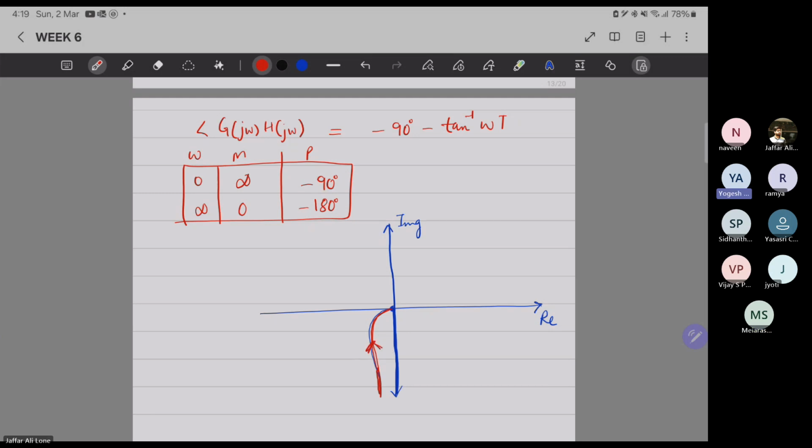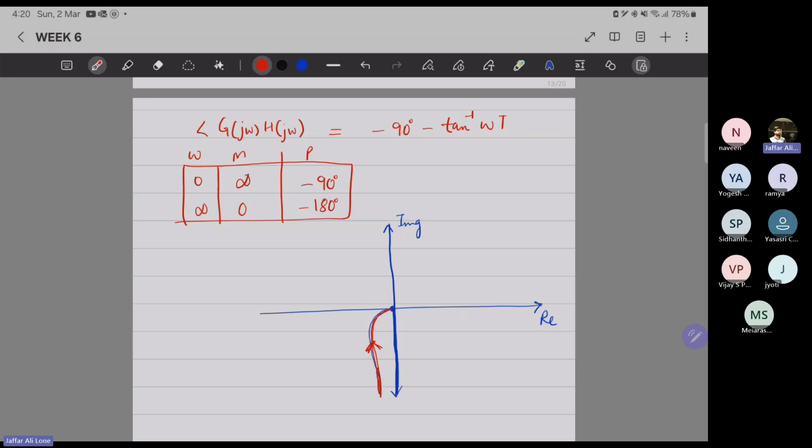Someone has kept their mic on. Some disturbances we are getting. Yeah, I'll just mute it. Is it fine now? Yes, sir. Okay.